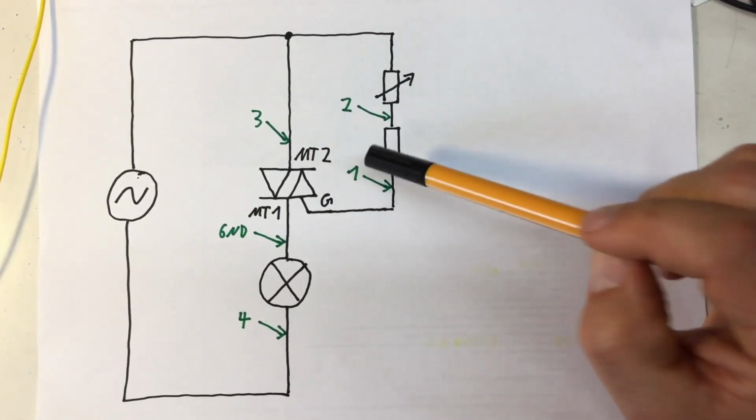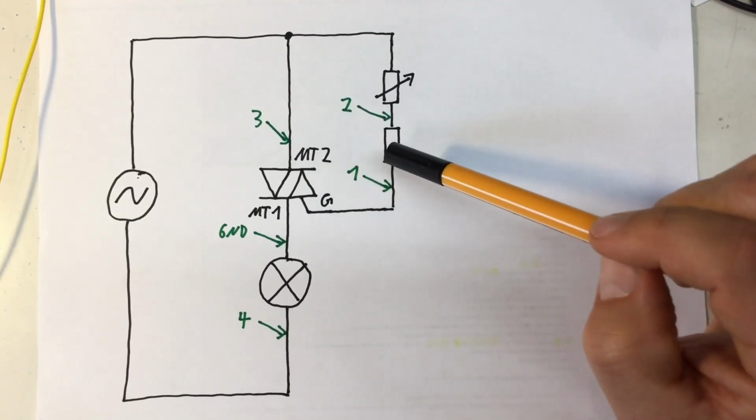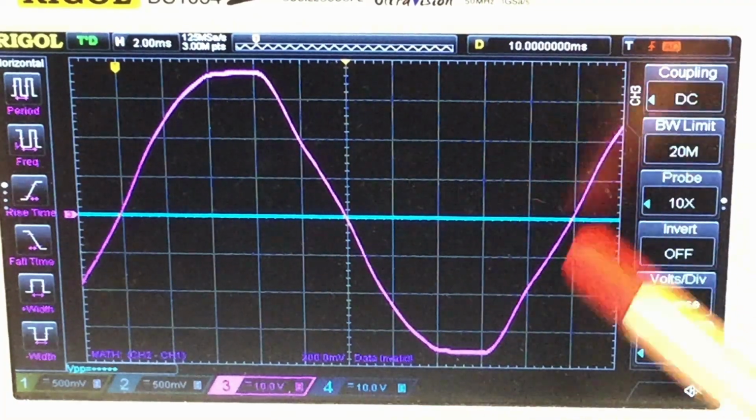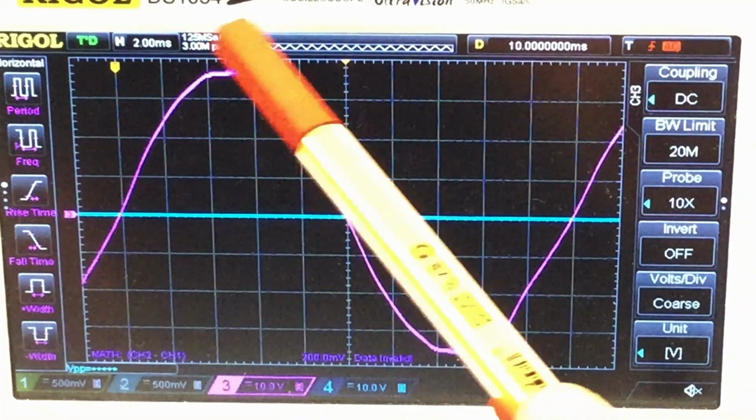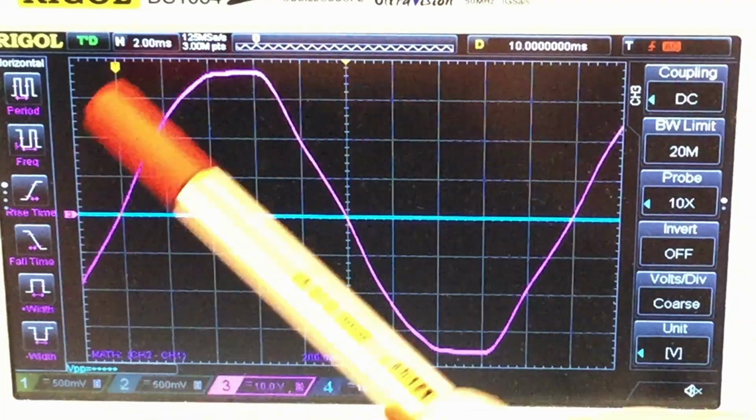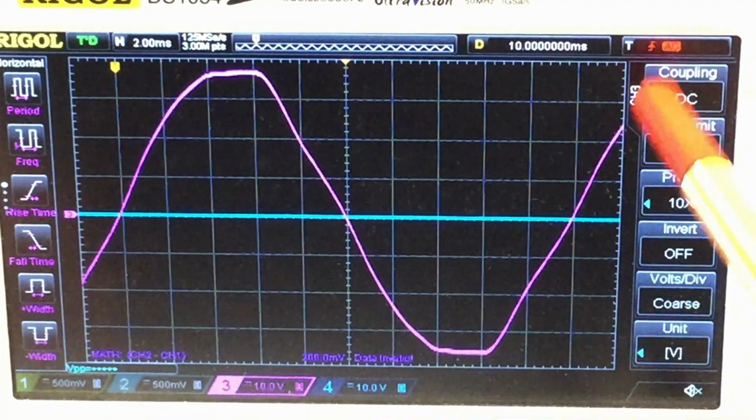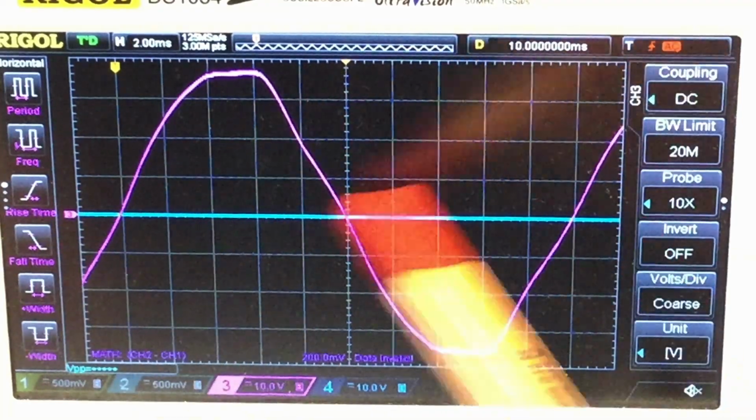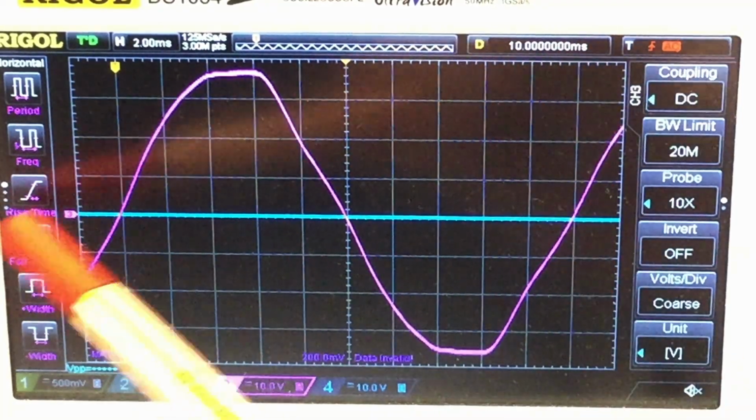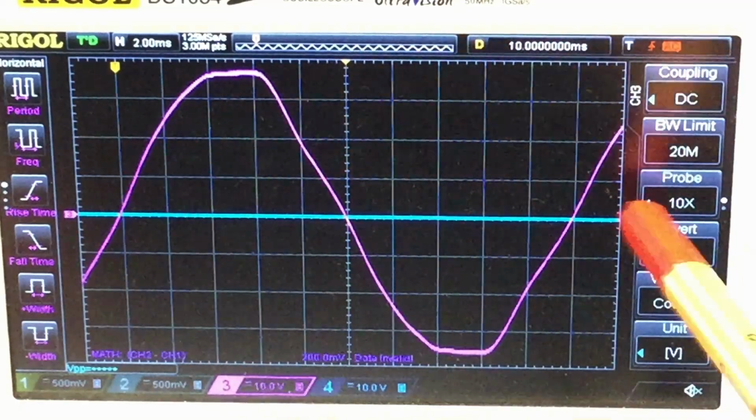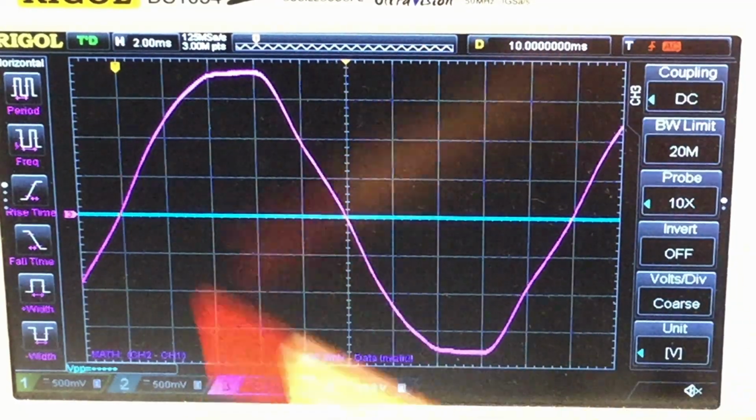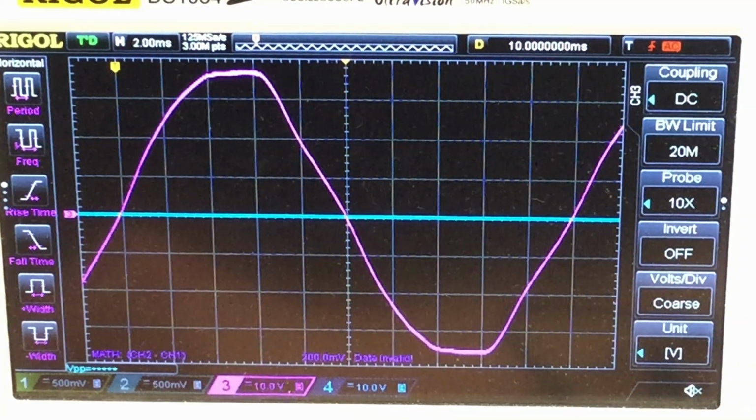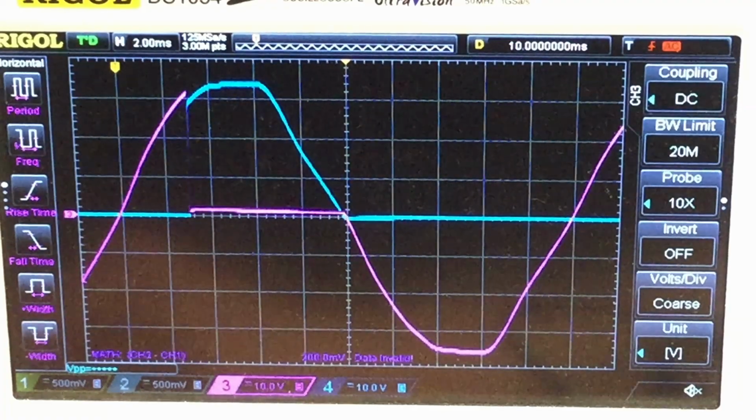Let's have a look at the oscilloscope, how that works in reality. Now the pink line is the voltage drop across my TRIAC. At the moment the TRIAC is off, so the full sine wave is dropped across it. The blue line, that is currently at 0, is the voltage drop across my light bulbs. And the TRIAC is off, so no voltage drop there. Now I turn the potentiometer and something happened.